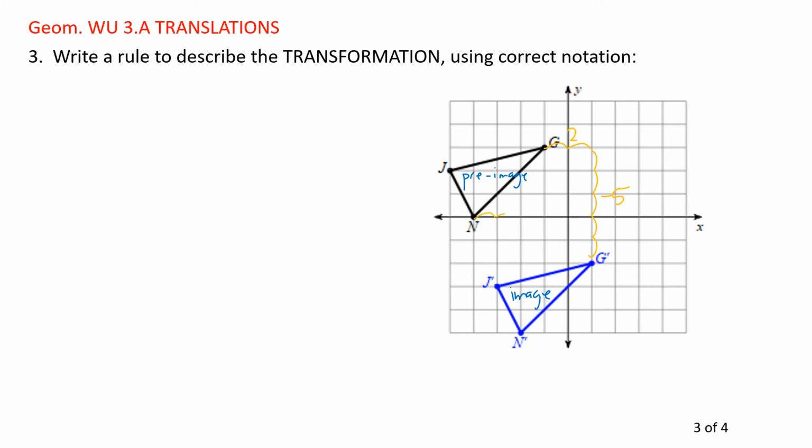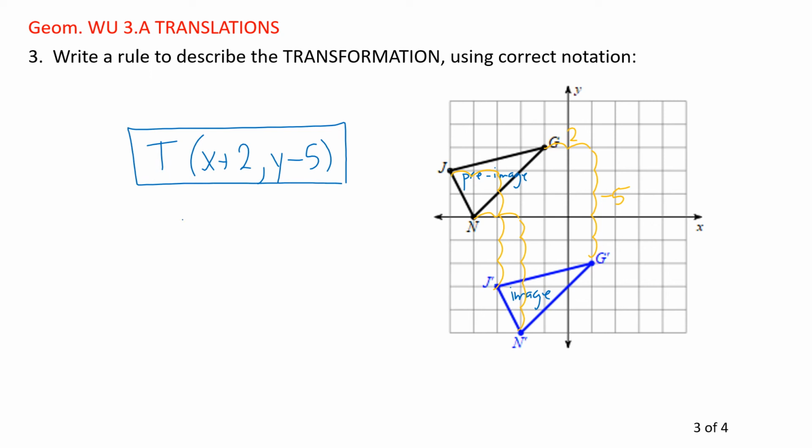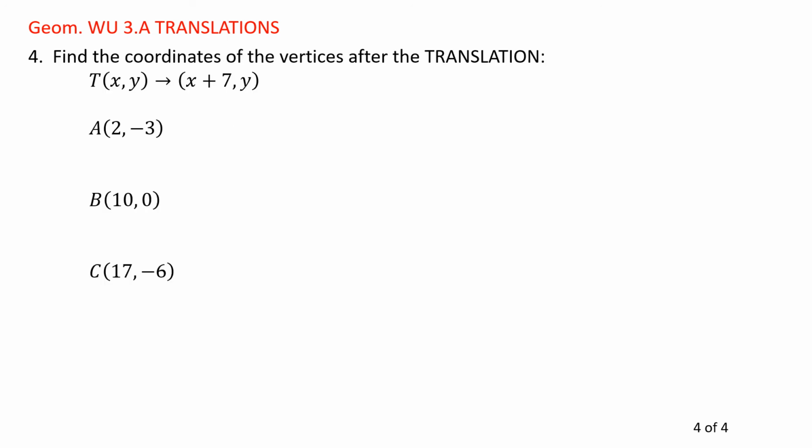N is to the right 2 and down 5. Same thing with J. Don't really need to do any calculation on this one. This is just to the right 2, which is plus, and down 5, which is minus. That's a translation to the right 2. And there's vector form.